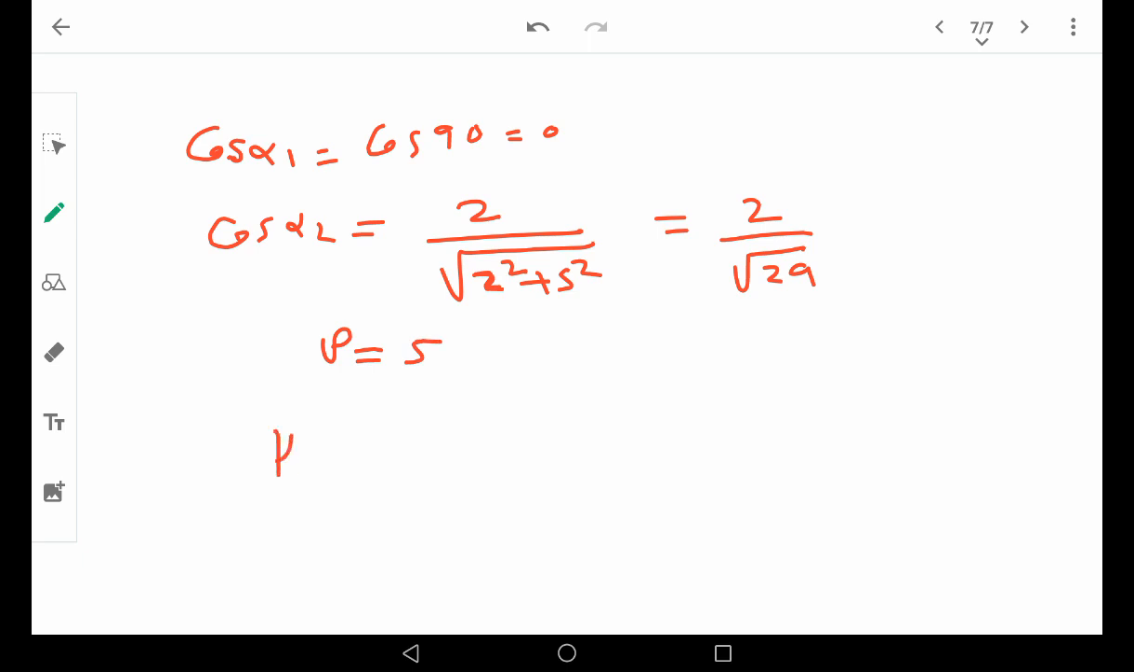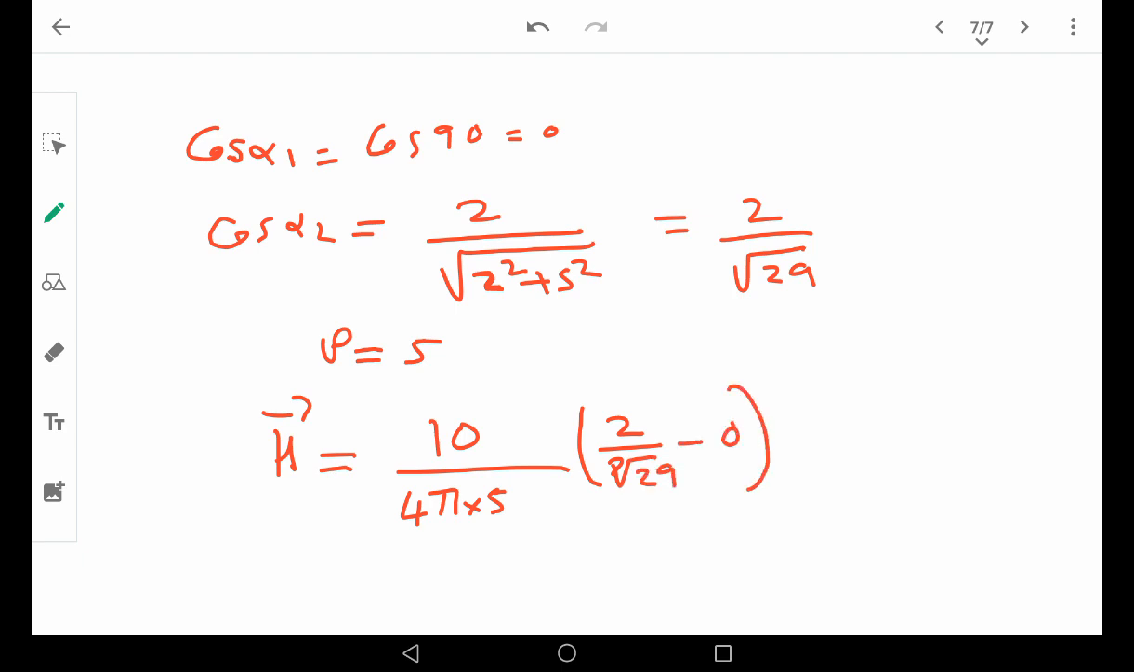So you can write H equal to the current, 10 ampere, divided by 4 pi into 5, into 2 by square root of 29 minus 0, A5, right? So it will be minus 59.1 A5 milliamperes per meter. Now what is A5?